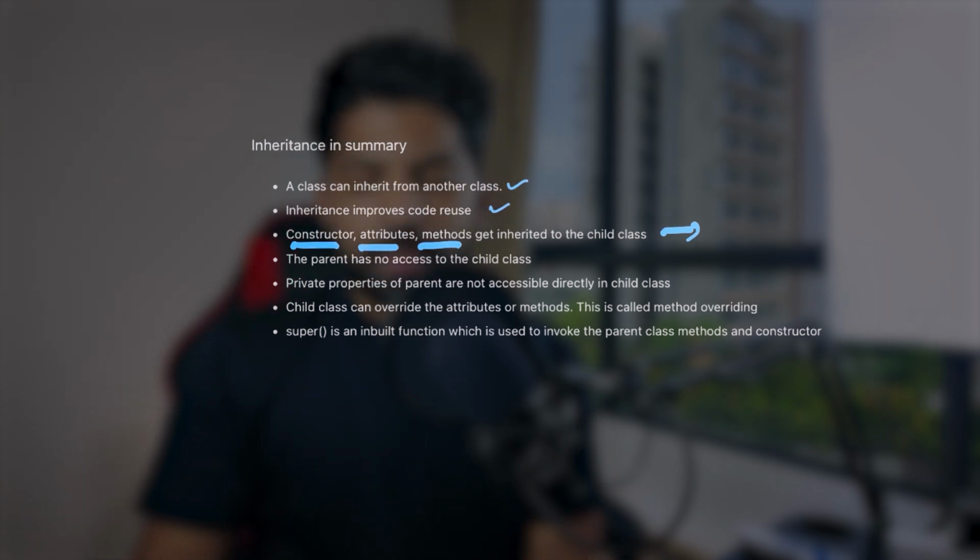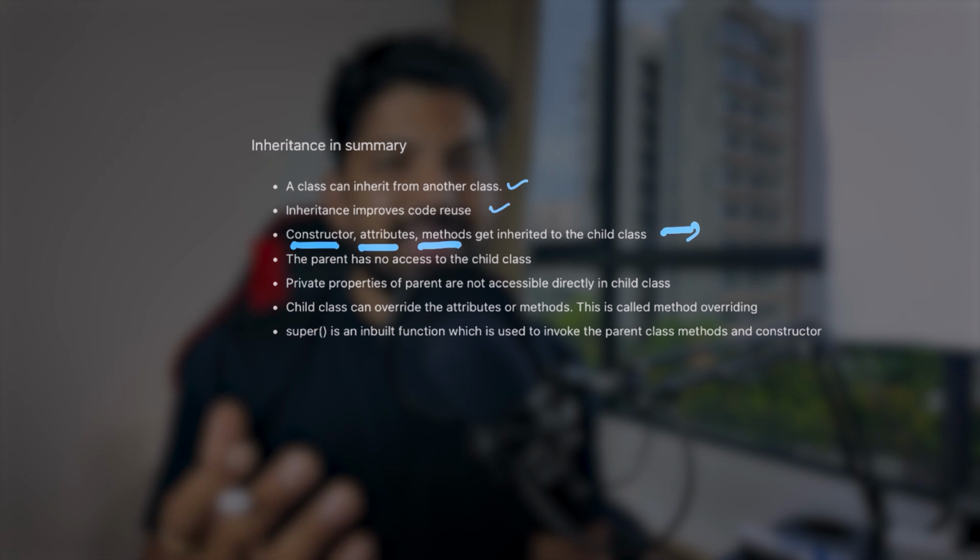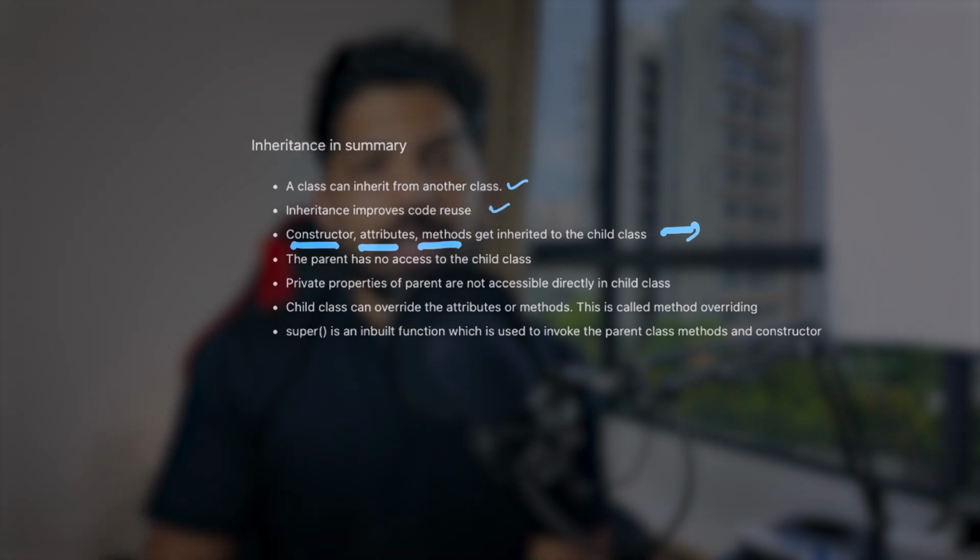What you can do right now is just understand these concepts and take a screenshot. Then when we implement the example, you can come back and see these pointers again, and then you will get to know what these pointers mean, right? So the parent has no access to the child class. We'll see in the example that the parent class cannot access the data and methods of the child class. But a child class can override the attributes or methods. This is called method overriding. We will understand this also, don't worry. The last is the super function, an inbuilt function which is used to invoke the parent class methods and constructor. So without further ado, let's dive into the example and see how these concepts work in real life.